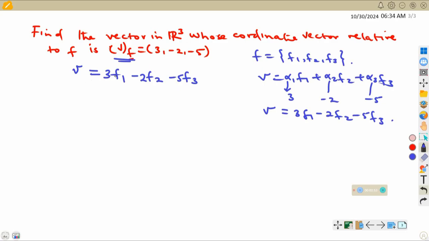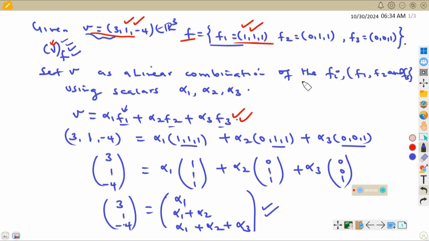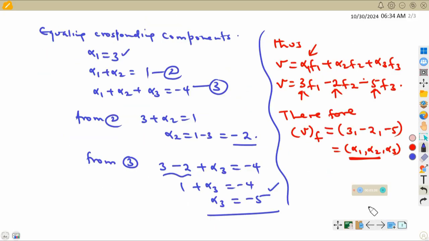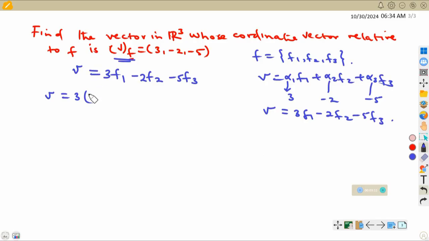So we need to get v. We shall have v equal to 3 into f1. We had our f1, which is (1, 1, 1), then plus negative 2 into (0, 1, 1). Again, this is negative 5 into (0, 0, 1). So that is what we are having so far.